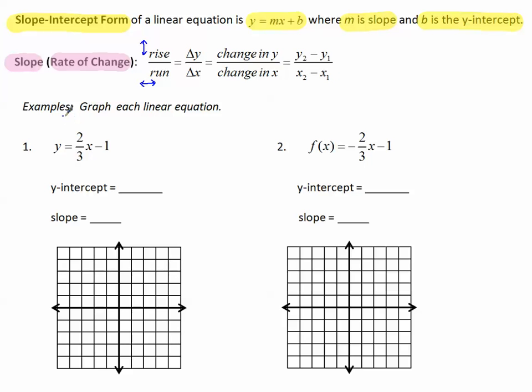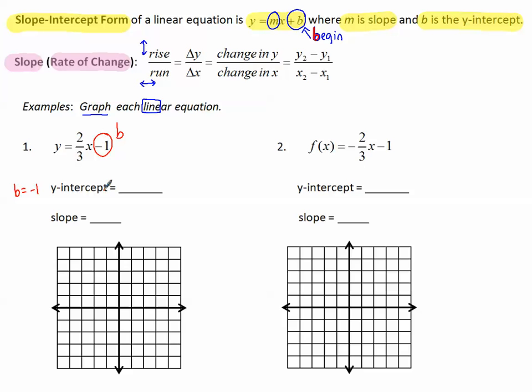Let's take a look at some examples. Graph each linear equation. Linear makes a line. Graph each line. Number 1, y equals 2/3 x minus 1. When we see the form y equals, there's an m in front of the x and there is a b. We begin with b. So first, I look for the b. Here is the b. b equals -1.